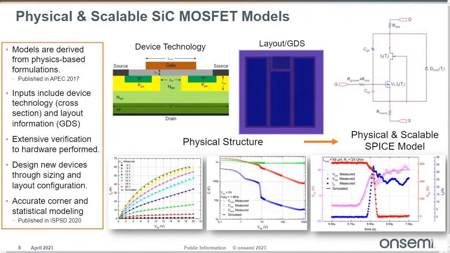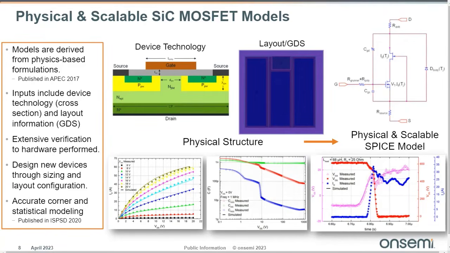So for simulation, for silicon carbide, it's even more important to use this technique that is based on a simulation model containing a lot of equations inside the model based on the physics and the physics formulas. So the input of this model is the technology. We have the cross section and the layout of the die.